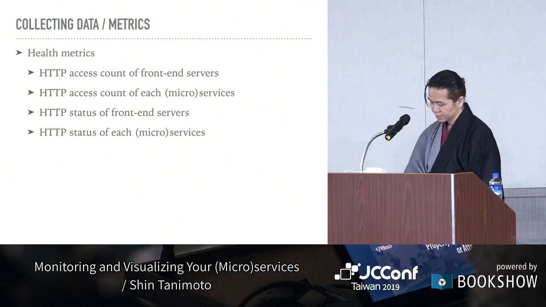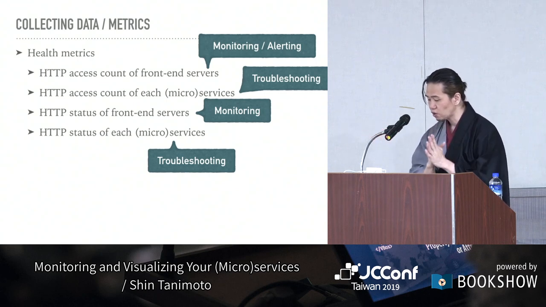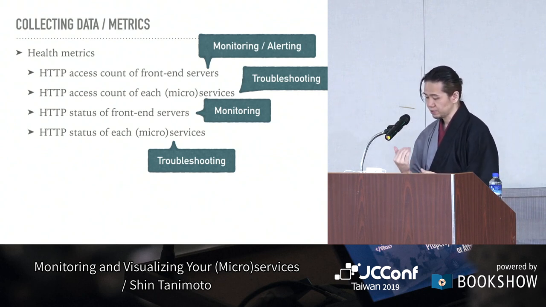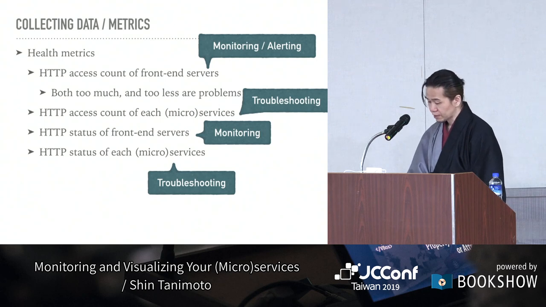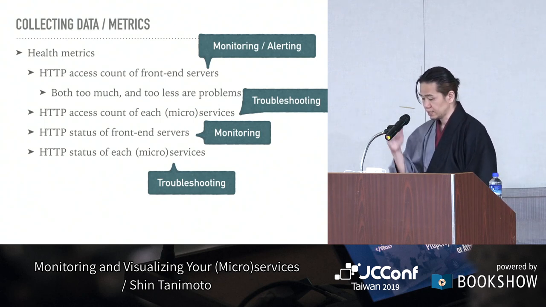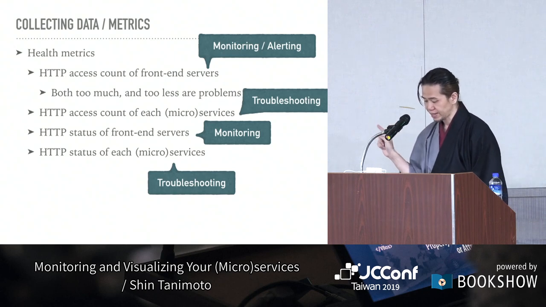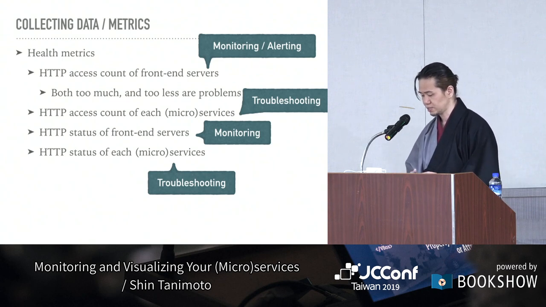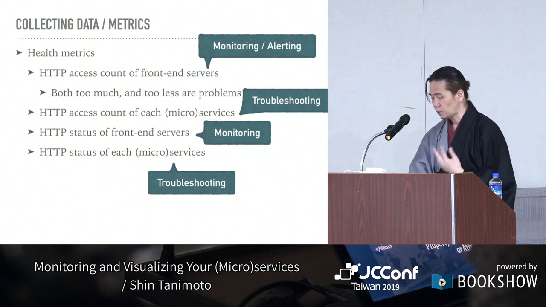The classification of these health metrics is similar to the previous performance metrics. The access count and HTTP status on the front-end server are particularly important and should be monitored. But internal microservice metrics can only be used during troubleshooting to identify which server causes the error. And by the way, for the HTTP access count, too much is a problem, of course, and too little is also a problem. If there are few users during the day, there may be a problem, so we should also alert on it. HTTP status trends, on the other hand, are not subject to alerting because it is difficult to set a threshold at first. So we should check it with our eyes at first.